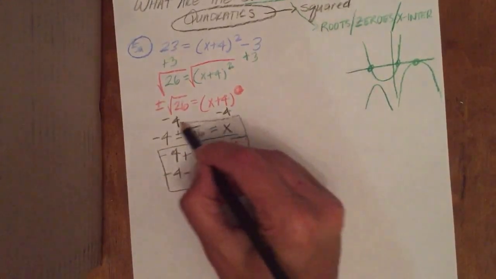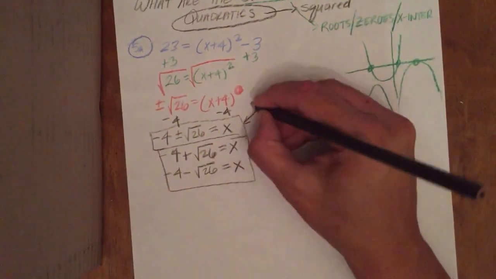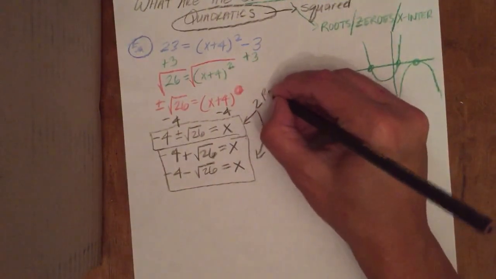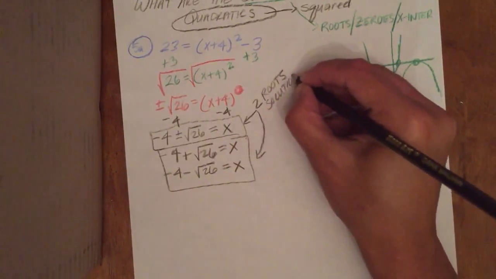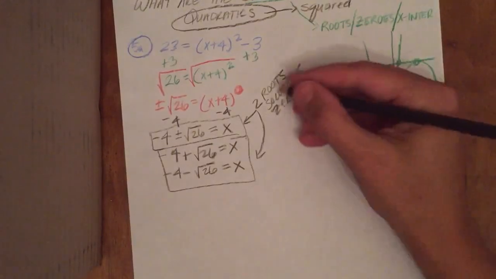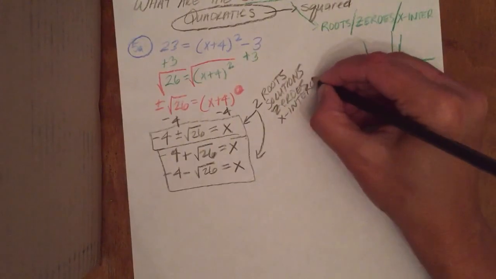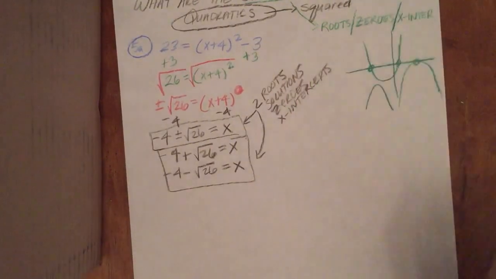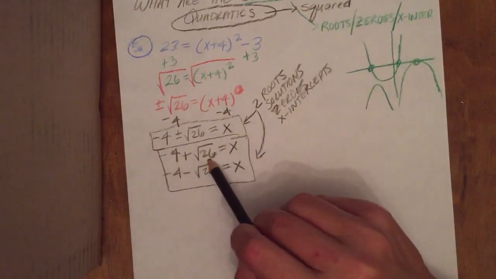Now you can leave it like this if you want to, but you have to understand that this and this are the same thing. There are 2 roots, 2 solutions, 2 zeros, 2 x-intercepts. You need to know all of that language because they are all interchangeable and they mean the same thing. Okay?